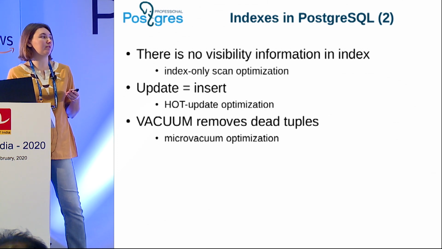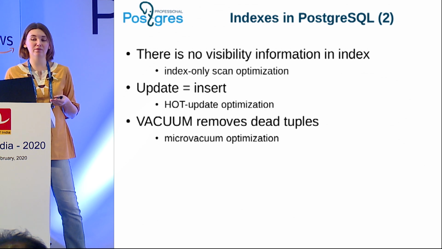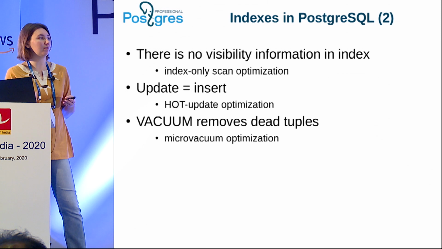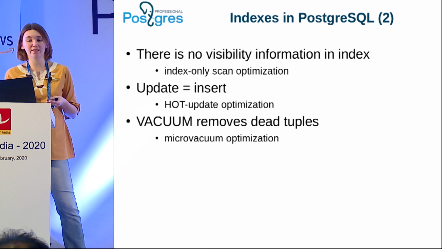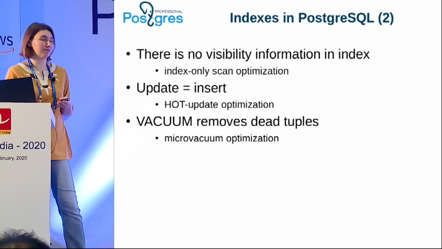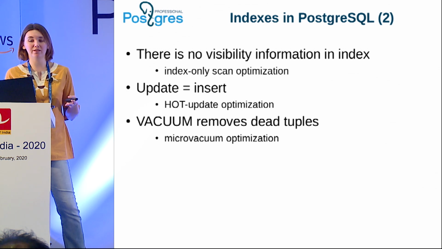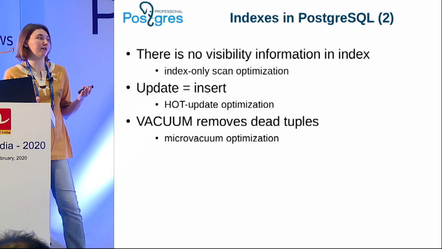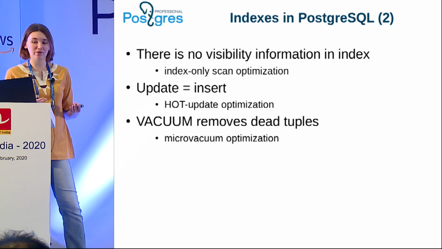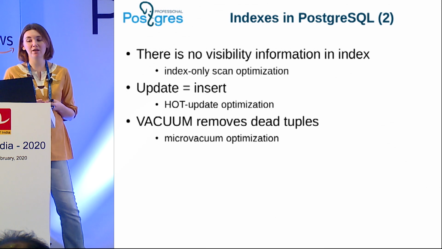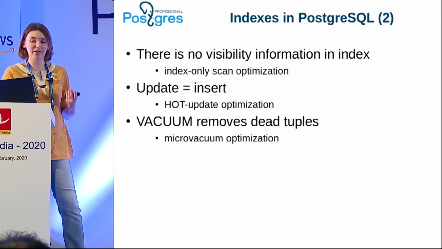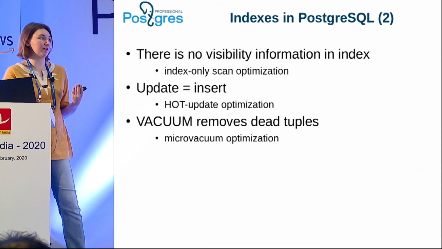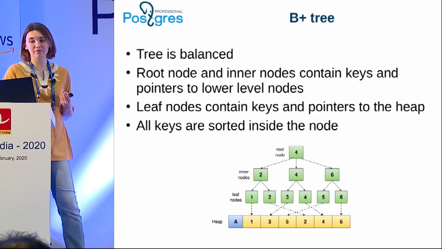Next point is about MVCC rules. According to MVCC rules, an update always creates a new version, a new index entry, except HOT updates, which we will discuss later. Dead tuples that appear because of these MVCC updates are deleted by the vacuum operation, and it also has an optimization that is called microvacuum. It uses a special flag to mark dead tuples, to avoid rechecks while vacuuming and to delete them faster from the index.